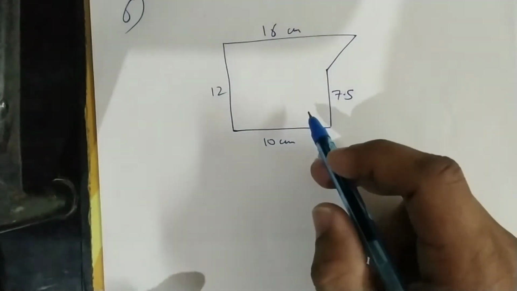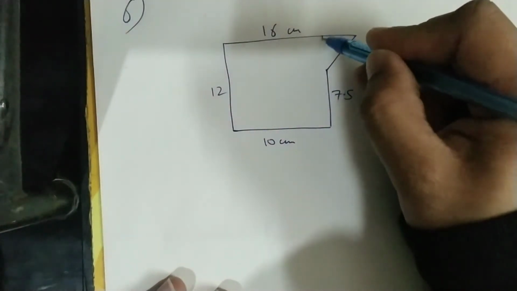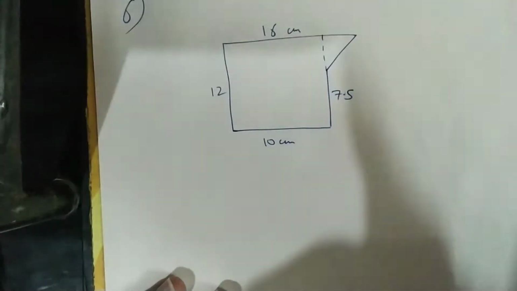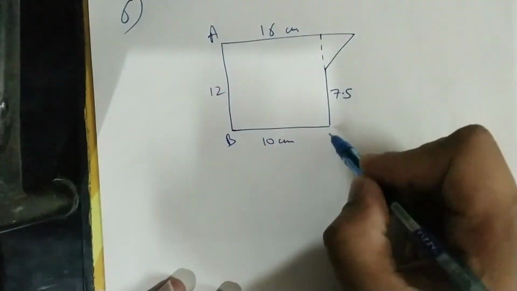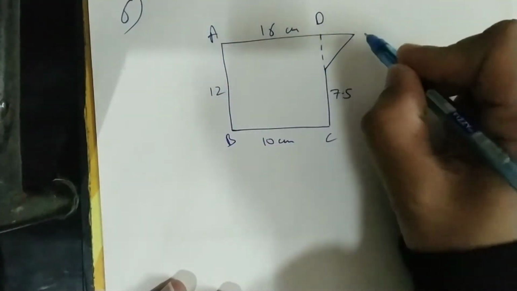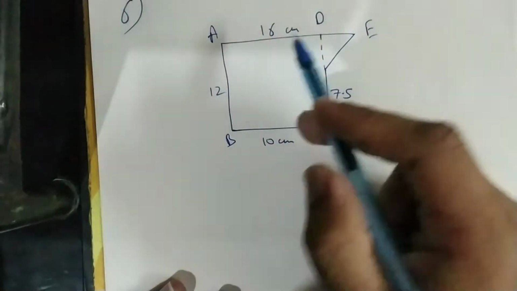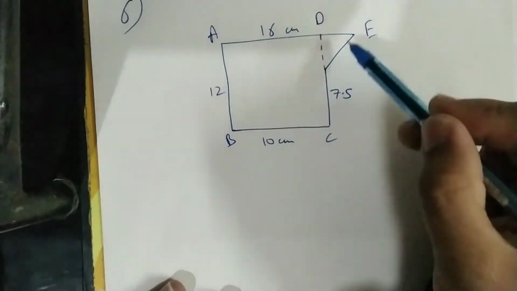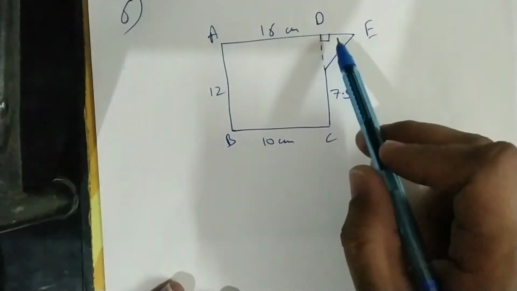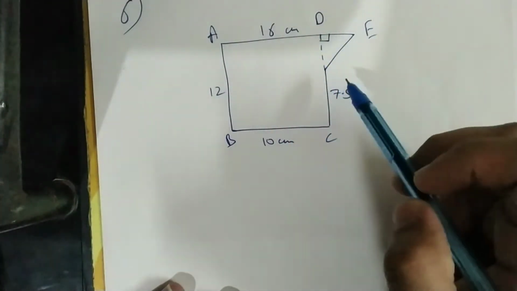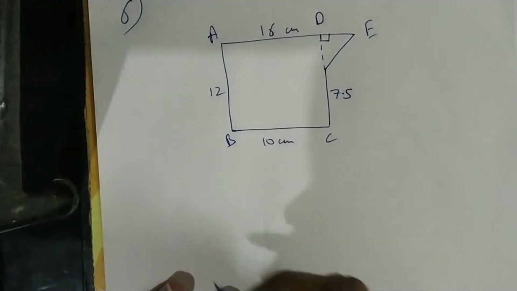Okay students, this is your required figure. We will split this into two parts, not equal. So name this A, B, C, D and E. So ABCD is a rectangle and this is a triangle. So we have to calculate the area of rectangle and triangle, then we will add to get the area of this cross section.